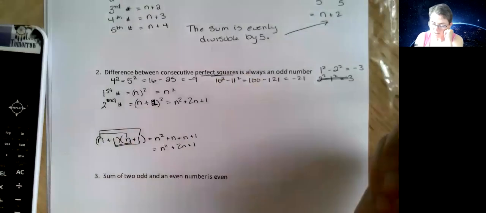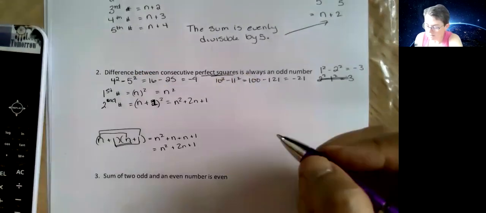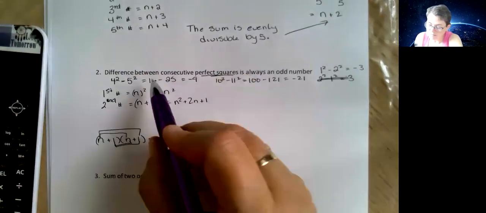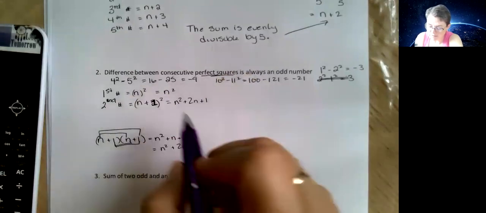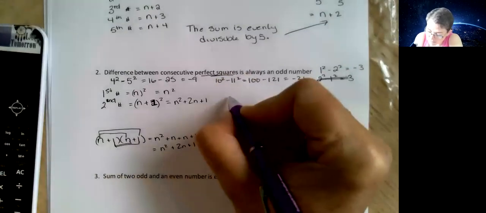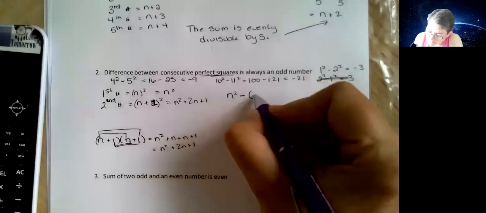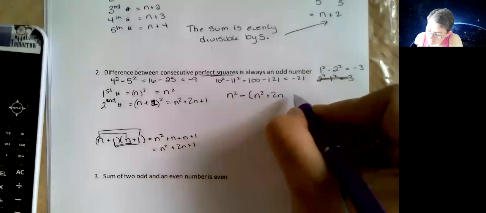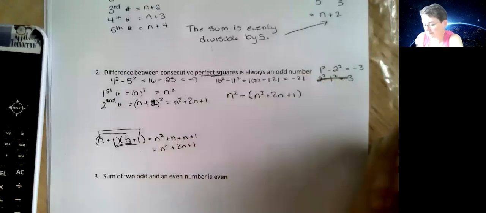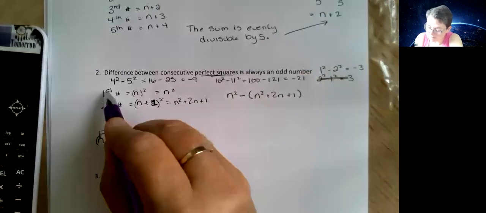Okay, so step 1 was here. This was step 2. Now we need to know the difference between consecutive perfect squares. I've been doing the little one, the first number, minus the big one. So this is about step 3: n squared minus, and I'm going to use a bracket, n squared plus 2n plus 1. That's the first number minus the second number.